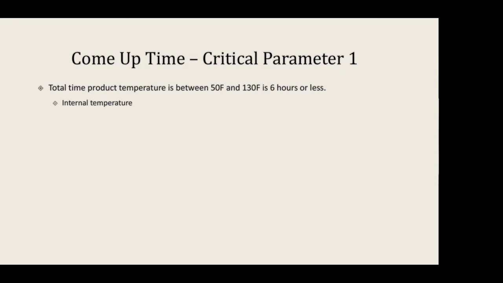For come-up time, the total time that product is between 50 degrees Fahrenheit and 130 degrees Fahrenheit is 6 hours or less. Most jerky cycles are less than 6 hours to begin with, so this typically is not an issue. And if your jerky cycle is longer than that, it may be time to look at a different smokehouse schedule.